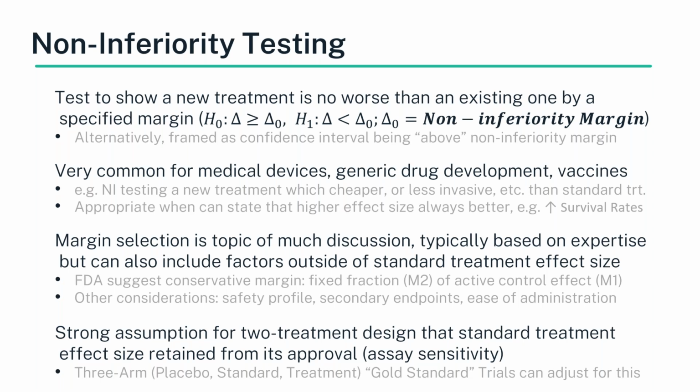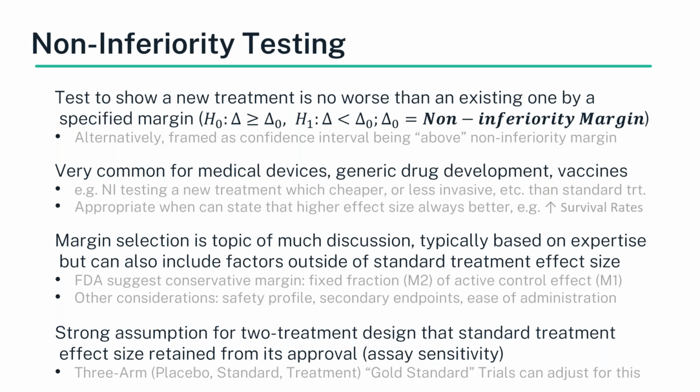So the ICH guidelines state that the margin chosen for a non-inferiority trial cannot be greater than the smallest effect size that the active drug would reliably expect to have compared with placebo in the setting of the planned trial. And what the FDA suggests is using a fixed fraction M2 of the active control effect M1. That's the estimate of the standard treatment effect compared to control.